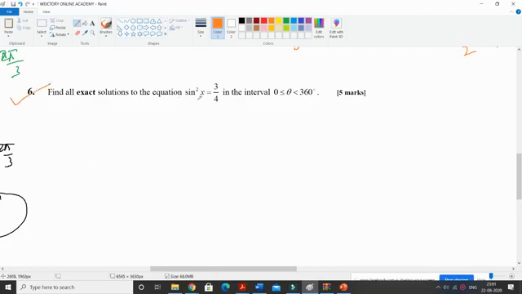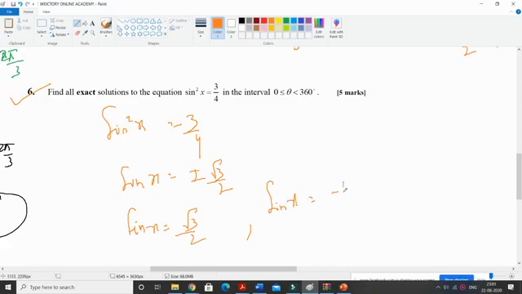Question number 6. Find all exact solutions to the equation sine square x is equal to 3 over 4. So from here we'll get sin x is equal to plus minus root 3 over 2. So sin x is equal to root 3 over 2, or sin x is equal to minus root 3 over 2.